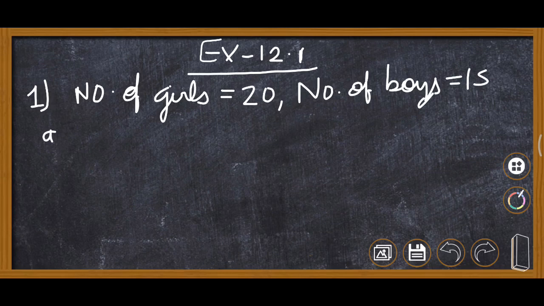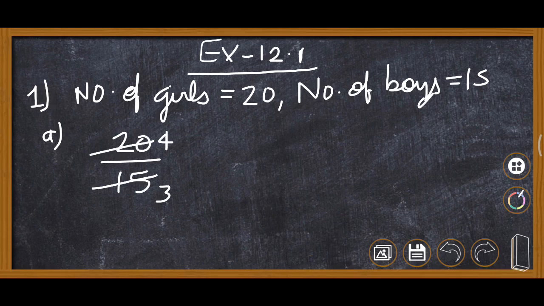What is the ratio of the number of girls to the number of boys? So number of girls to the number of boys means number of girls upon number of boys. So 20 upon 15 here we will take. Now reduce by 5, 5 3s are 15, 5 4s are 20. So answer of first part will be 4:3, number of girls upon number of boys.